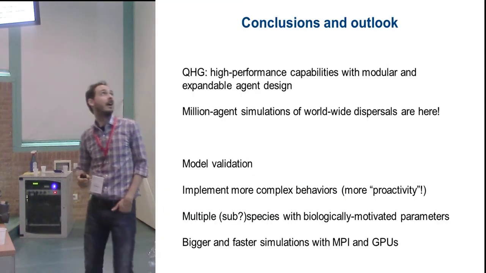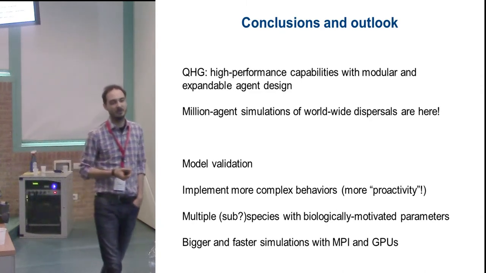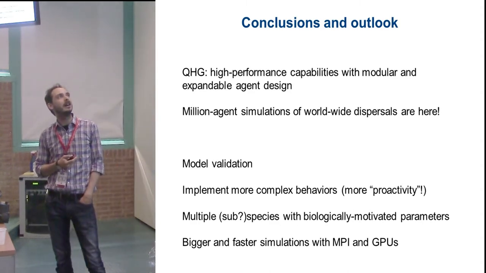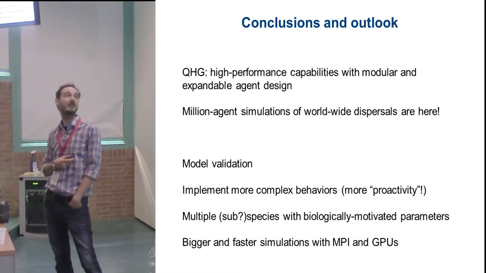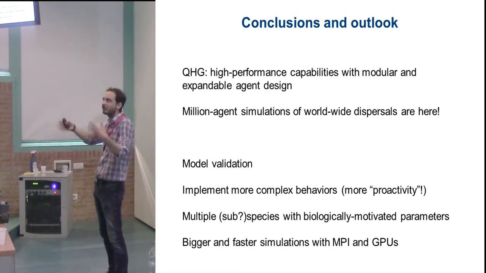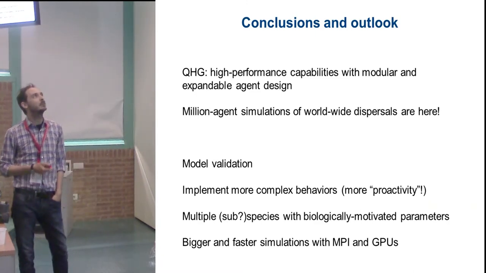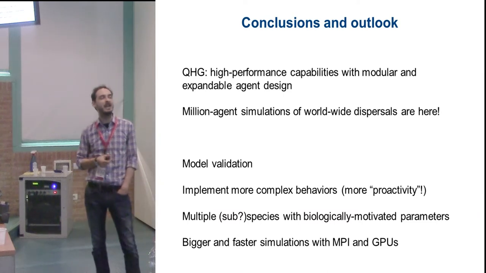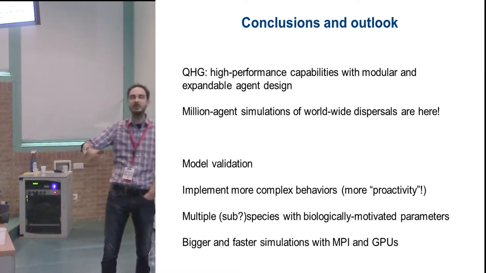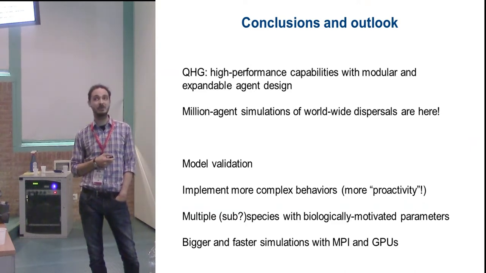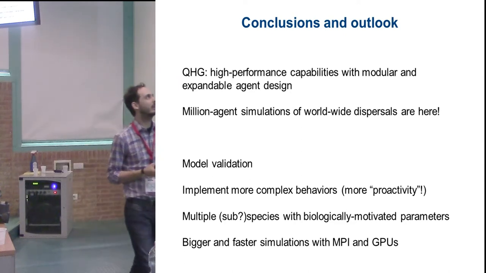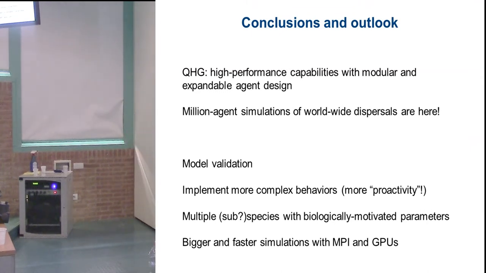So in conclusion, I hope to have made you curious about QHG for its high-performance capabilities and its increasingly modular agent design. We started running million-agent simulations of out-of-Africa dispersals. They're very simple at the moment, but we want to do things carefully, understand what's going on, and make the code as fast as possible. What we'd like to do in the near future is some model validation with archaeological records of the human expansion, and then implement more complex models, maybe also with herbivores and not only vegetation. Include multiple subspecies, the Neanderthals and the Denisovans, and see what kind of interactions we get. And then hopefully also run bigger and faster simulations by using different parallelization paradigms and maybe even GPUs. That's it.